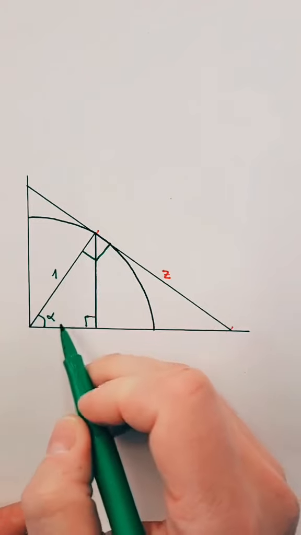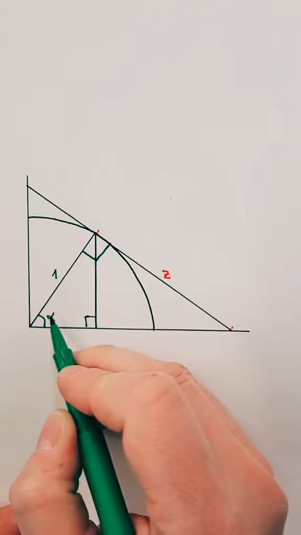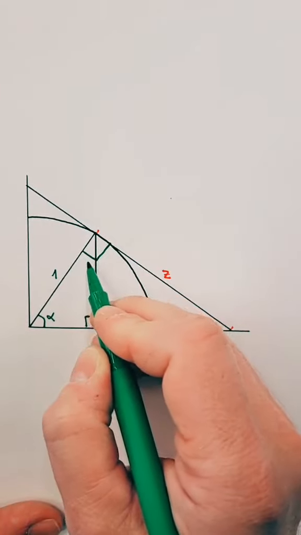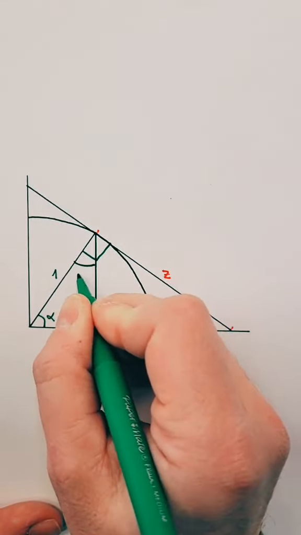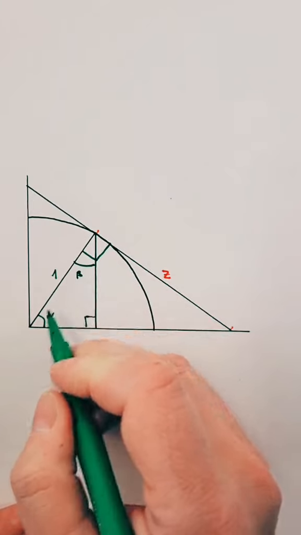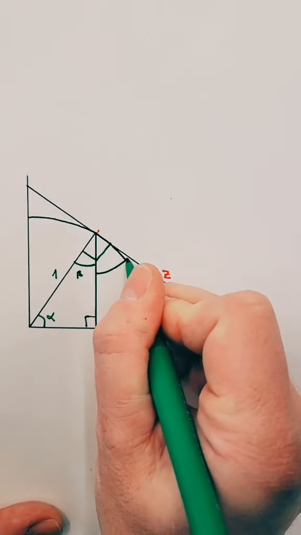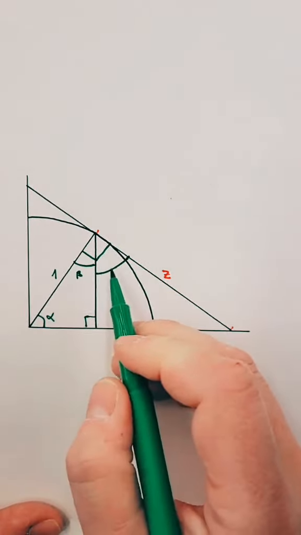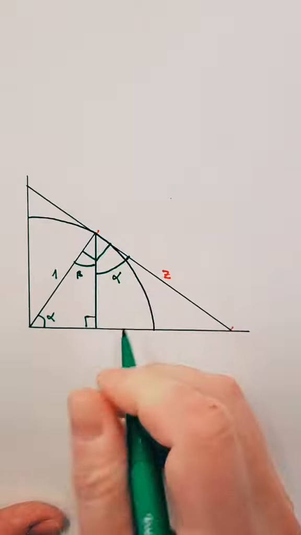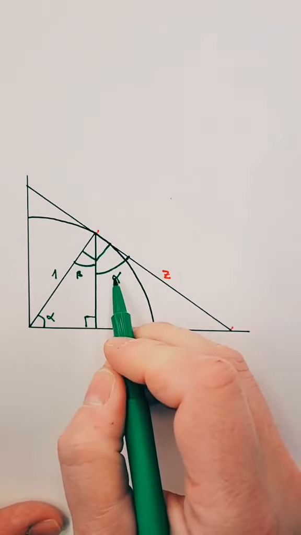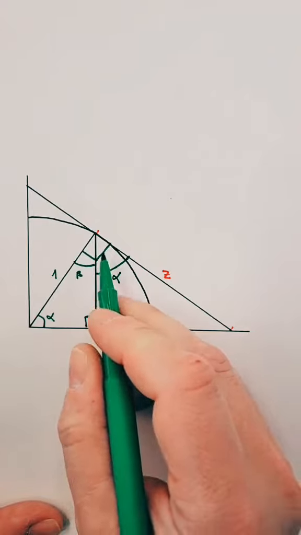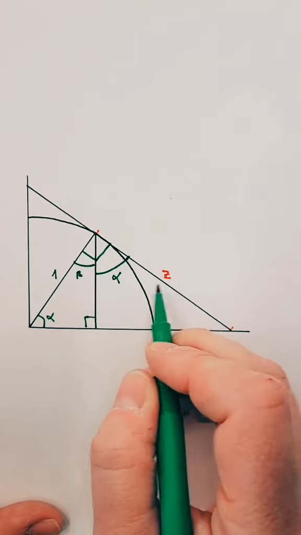Since this is 90, this one and this angle here, which I'm going to call beta, have to add up to 90, but this one and this angle here add up to 90 also, so this angle here is alpha. And now I can use this alpha to compute sine and cosine and try to figure out what z is.